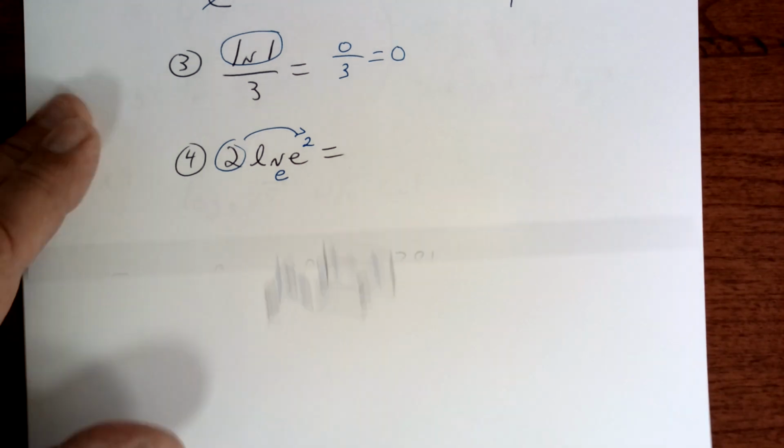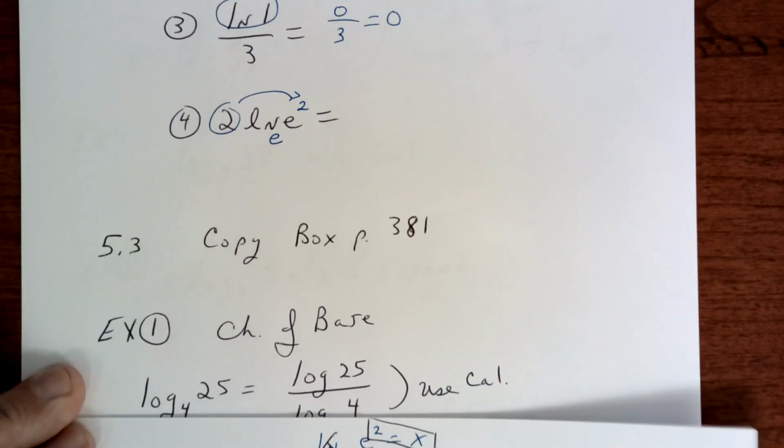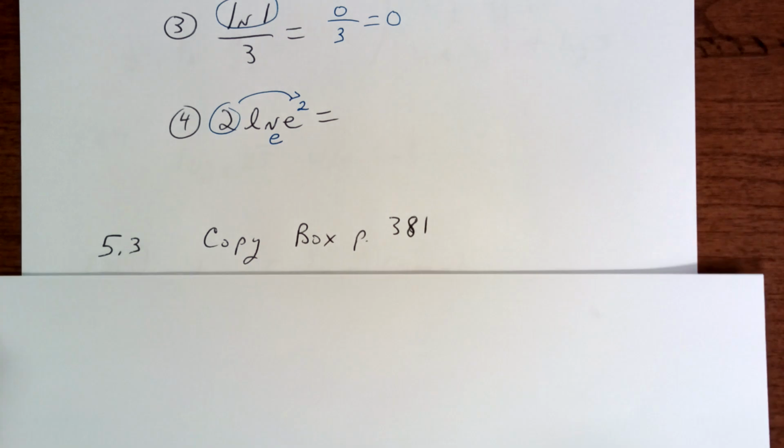All right, let's talk about today's work. Copy down, go to page 381. There's a box. Copy that down. At this point, I should see you writing. Make sure I did. All right, let's go to here.